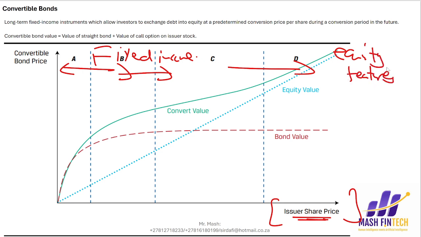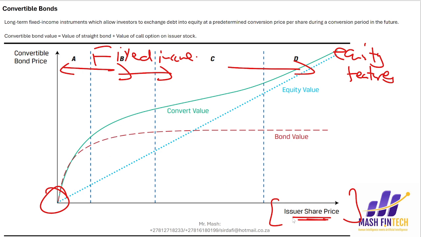When you have equity features, right? And in panel A here, this is usually given. This is the value of the bond and the convertible value. They are very low. The equity value is very close to zero. This is going to be zero here.